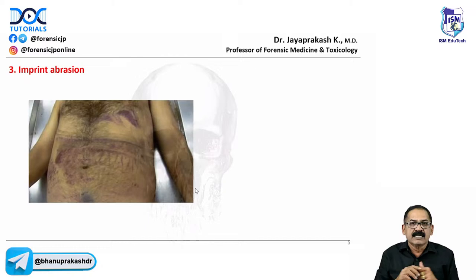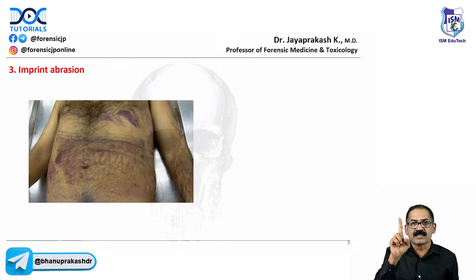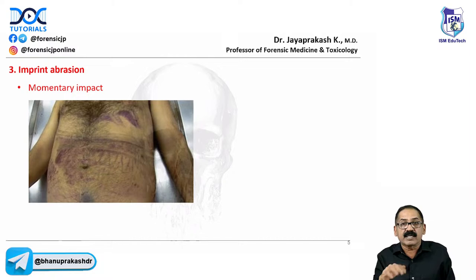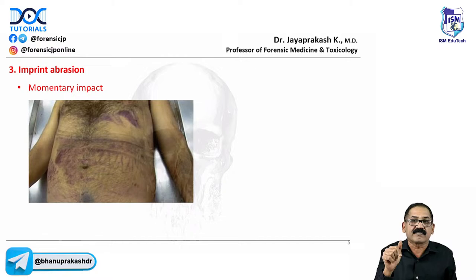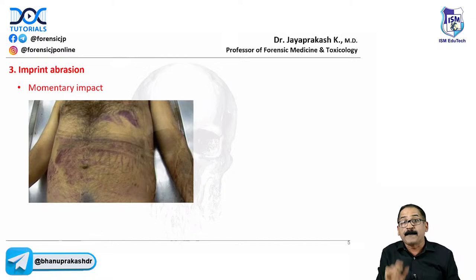Let me tell you how to differentiate between imprint abrasion and pressure abrasion. Just remember one point. Imprint abrasion is always caused by momentary impact. For example, a car tire passes over the body, leaving tire tread marks. There is no sustained pressure. It is momentary impact. Or, I take a whip and hit a person, which gives rise to whip marks, an impression of the whip over the skin. That is imprint abrasion because of momentary impact.